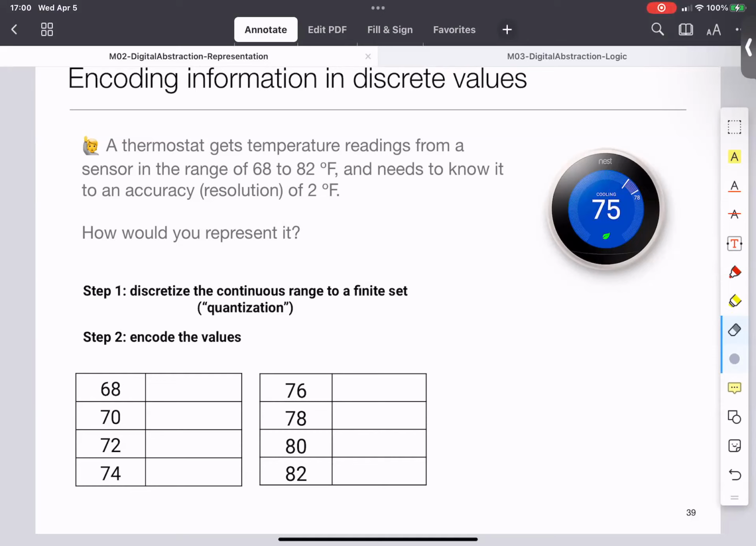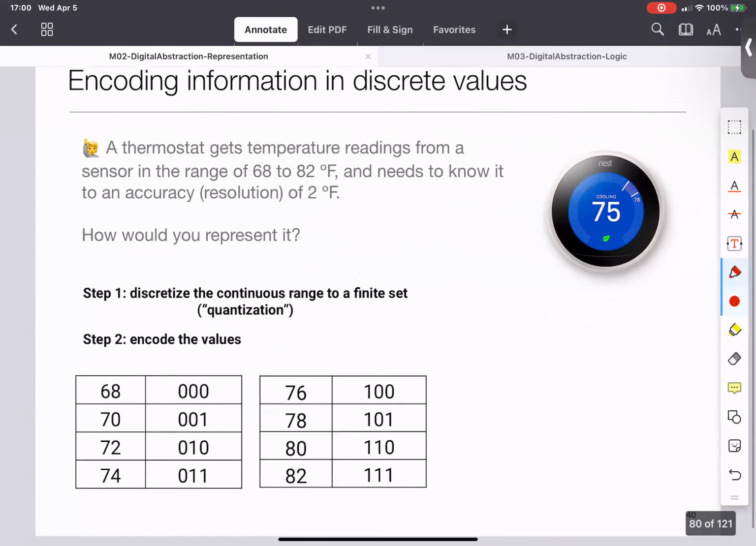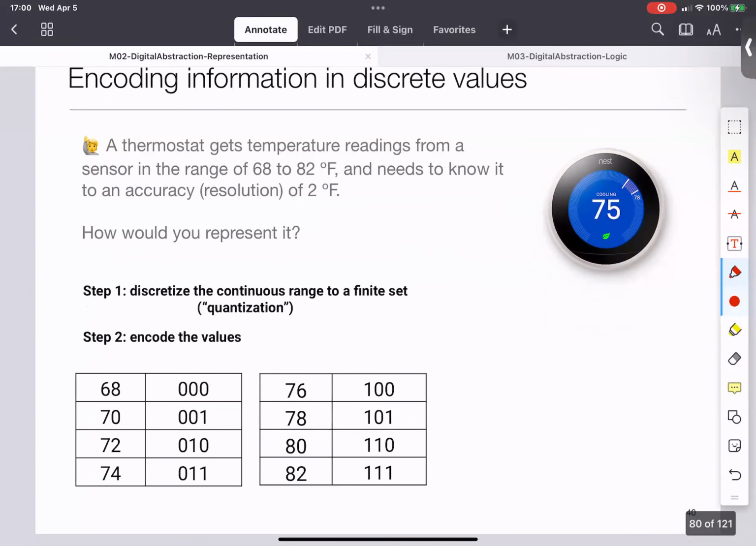Now we encode the values. How many bits do I need? Well, here I have 8 things, so I can get away with 3 bits. So I can do this kind of mapping. Now, this way of mapping 3 bits has the advantage that if I think of these 3 bits as a base 2 integer, then I can easily do comparison. 111 is more than 000.